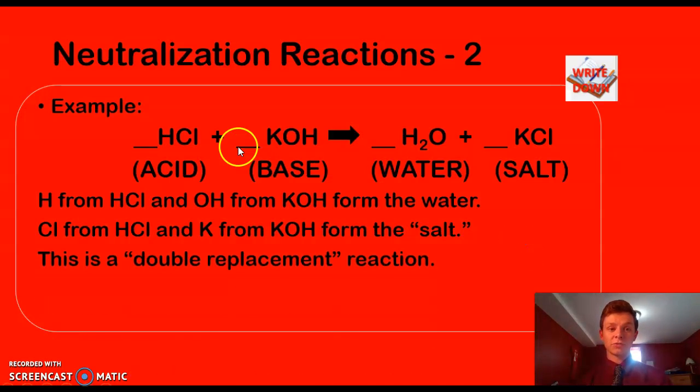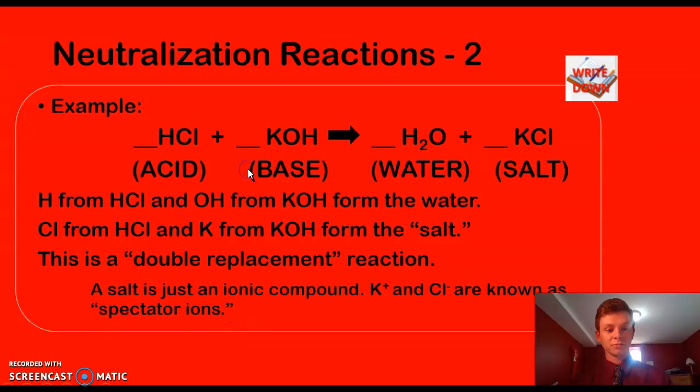Again, this is a double replacement reaction, so your H and the K are essentially just switching. If it helps you to draw out the arrows, please do. What my mouse is doing here is the double replacement that we talked about. Again, a salt is just an ionic compound. K plus and Cl minus are known as spectator ions.